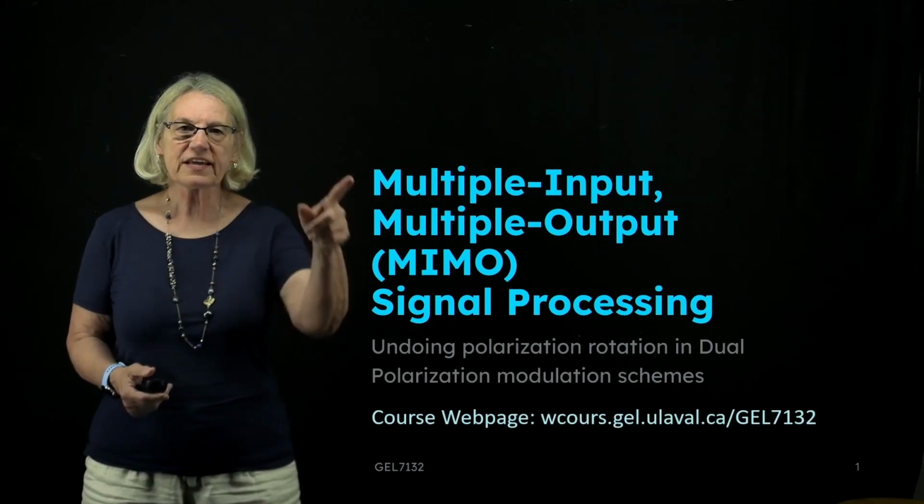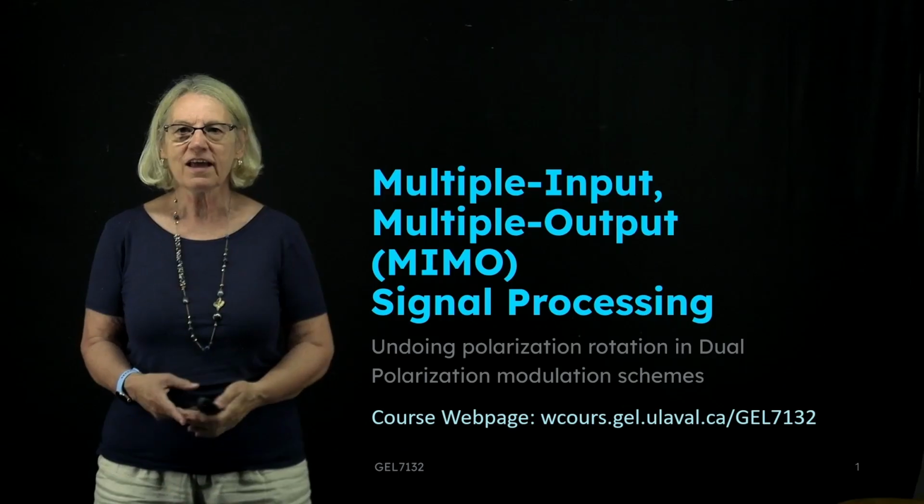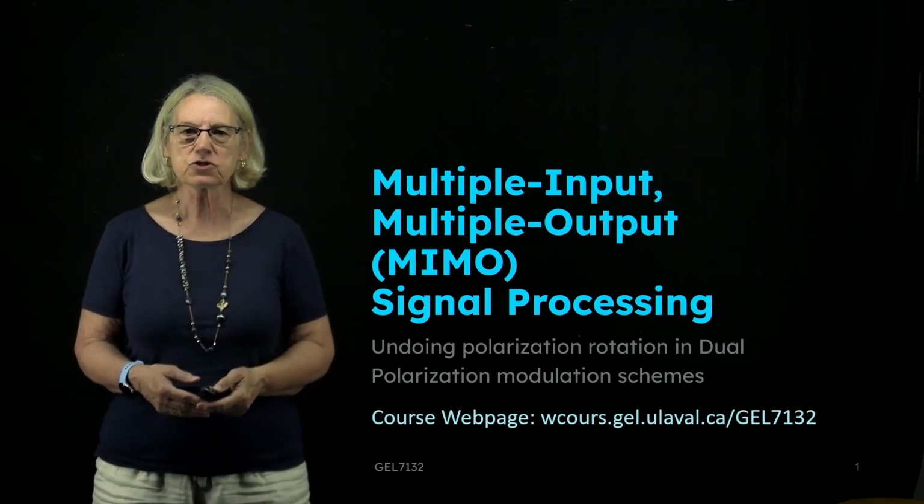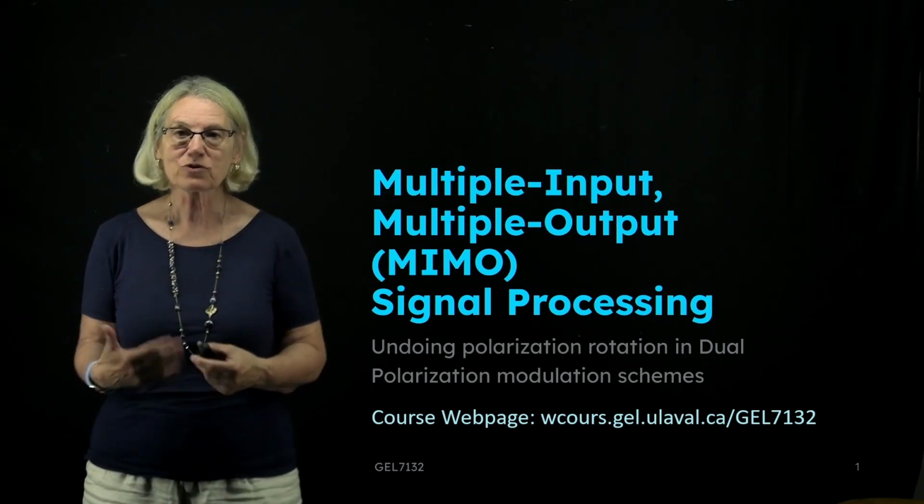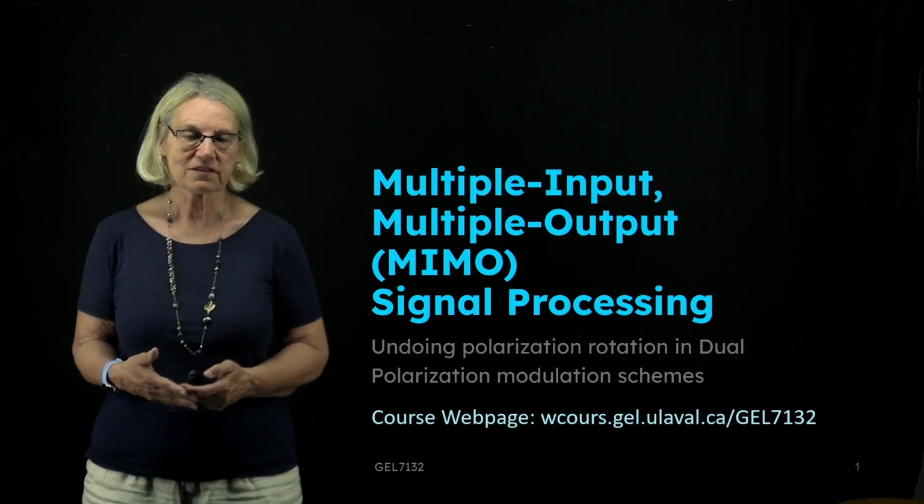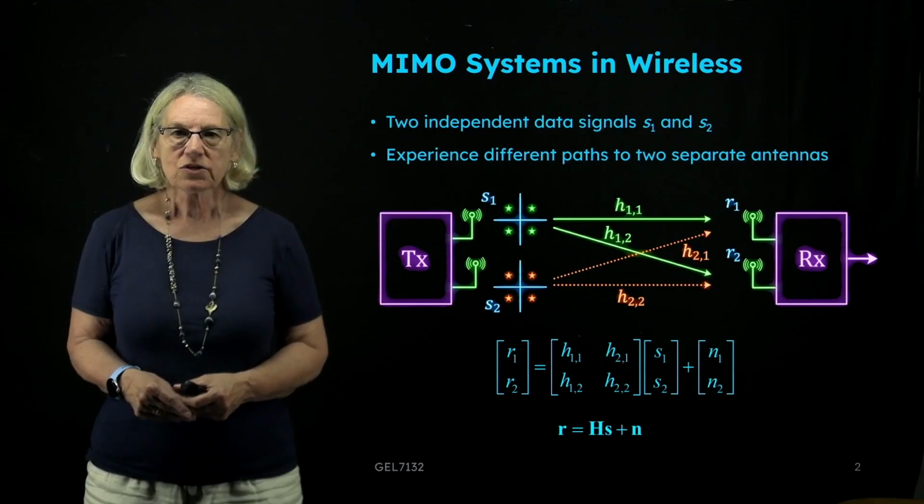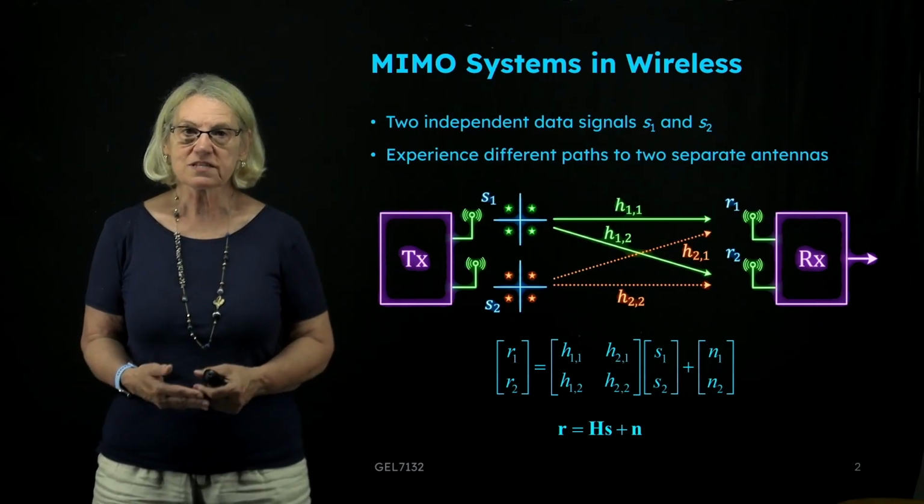In this lecture, we'll be talking about multiple input, multiple output, or MIMO signal processing. And this signal processing is used to undo the polarization rotation to separate out the two independent data streams that were originally launched on separate polarizations. So let's give a little context for MIMO systems.